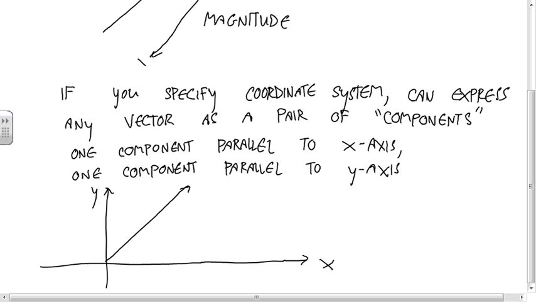Then the vector components are the lines parallel to the x and y axis that complete a right triangle with this vector. So this one is called the x component. And this one is called the y component.